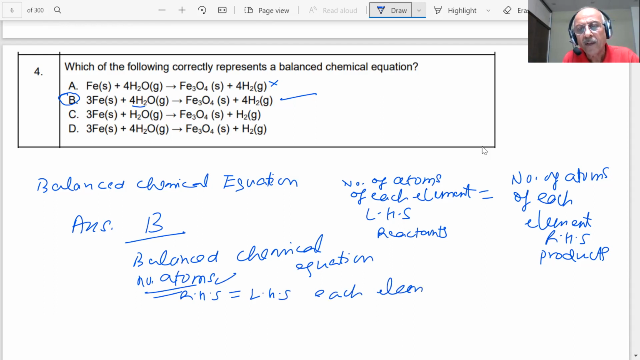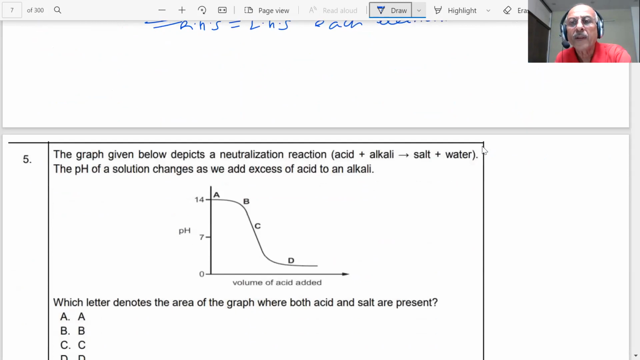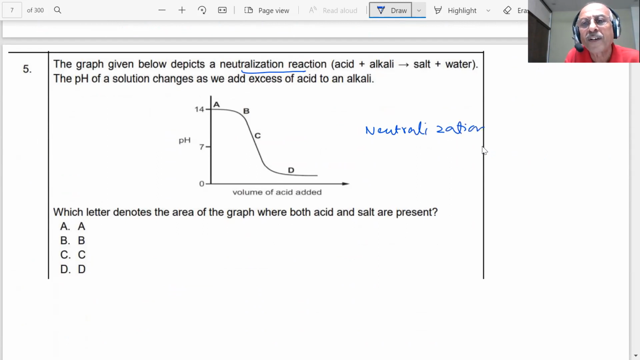All right. Next question, students. Try to observe it. The graph given below depicts a neutralization reaction. Student, neutralization reaction. What is a neutralization reaction, students? An acid reacts with alkali. Acid is reacting with alkali and it gives salt and water.